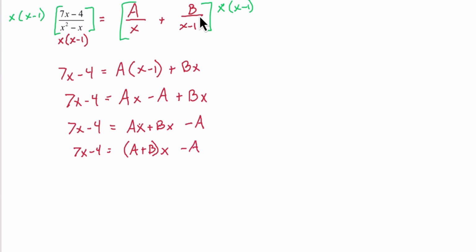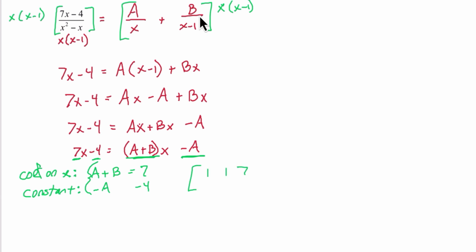Now we can set up the system of equations. We'll look for the coefficients on the x terms. On the right side, the coefficient on x is A plus B. We'll set that equal to the coefficient of x on the left side, which is 7. Do the same thing with the constants. On the right side, the constant is negative A, and on the left side, the constant is negative 4. We now have a system of linear equations. We can put this in a matrix: 1, 1, 7, negative 1, 0, since there's no B, negative 4.